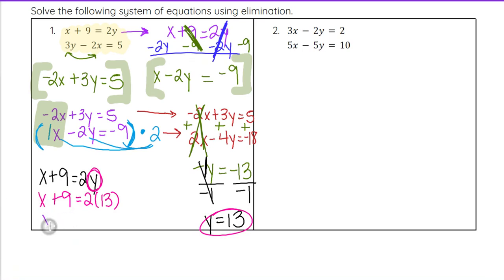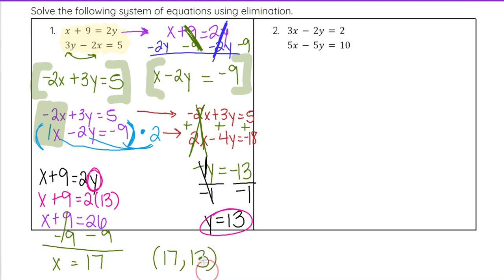At that point, I just solved. So x plus 9 equals 2 times 13 is 26. And then I subtract 9 from both sides. And when I do that, I get x equals 17. So my x coordinate is 17 and my y coordinate is 13, and that is the ordered pair. That is a solution to this system. And again, to check yourself, you can plug in 17, 13 into both equations and see that they will both check out to be this equals this in a true statement.